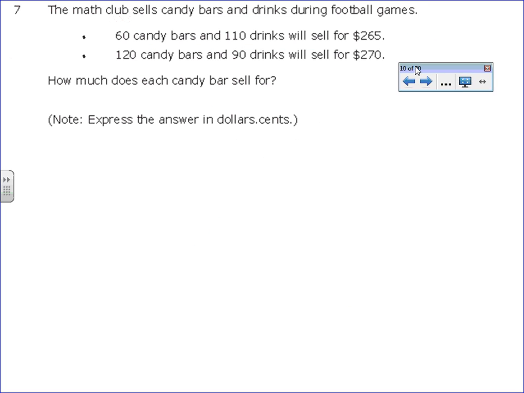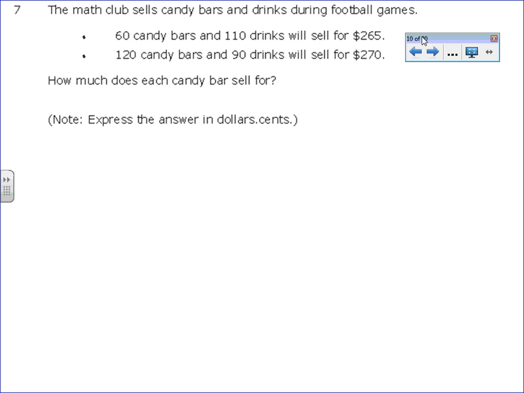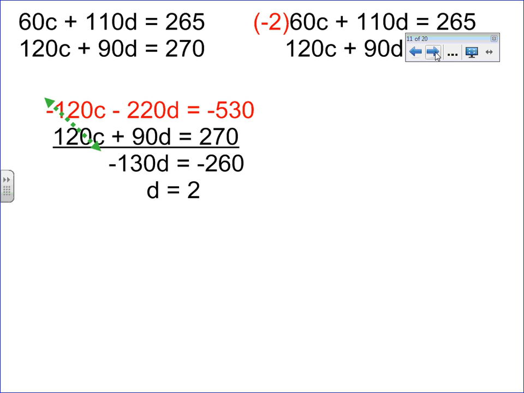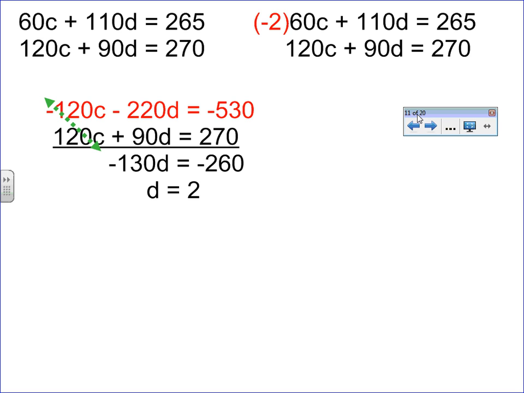Okay, question 7 says the math club sells candy bars and drinks during a football game. 60 candy bars and 110 drinks, 120 candy bars and 90 drinks. How much does each candy bar sell for? Hopefully you're recognizing that this is a system of equations and it is set up for you to use the elimination method, okay, which I've done right here.